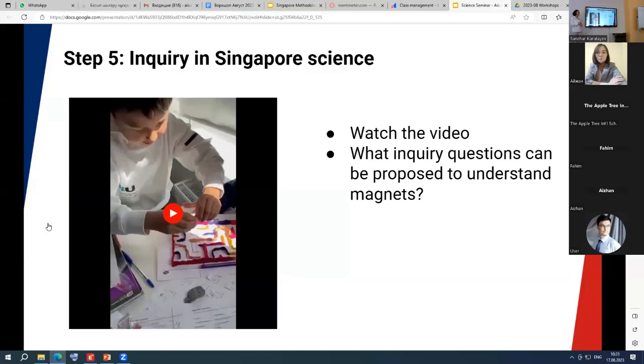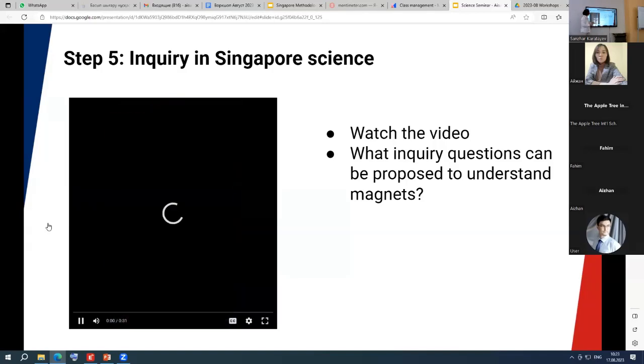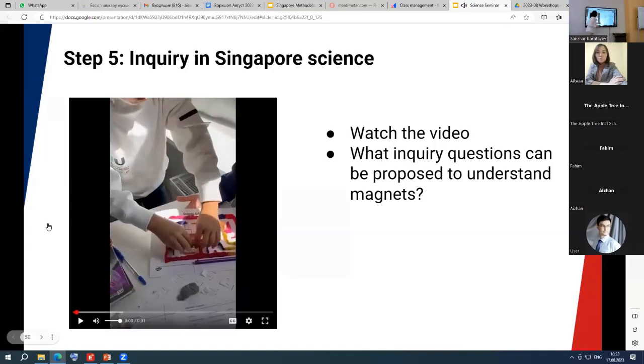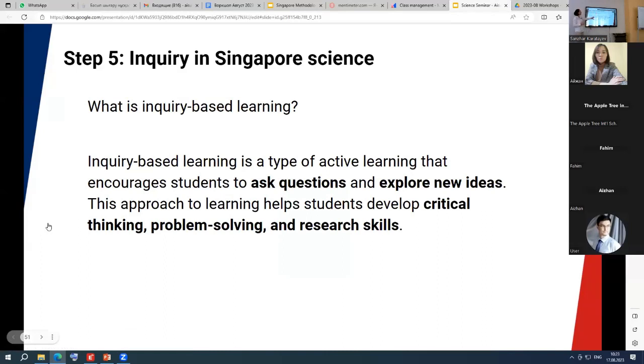active learning. Students will learn by answering the questions. For example, they have one fact, they have another fact, they have to combine these facts and make a conclusion about a new topic, a new concept. So inquiry-based learning is active learning where students are encouraged to ask questions. They can also explore new ideas. It also develops their critical thinking skills, problem-solving skills, and research skills.